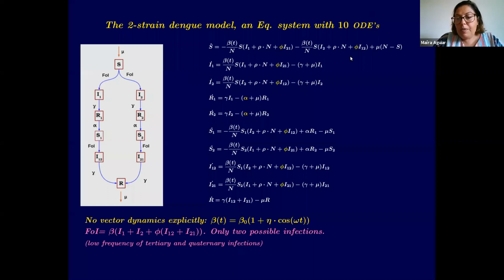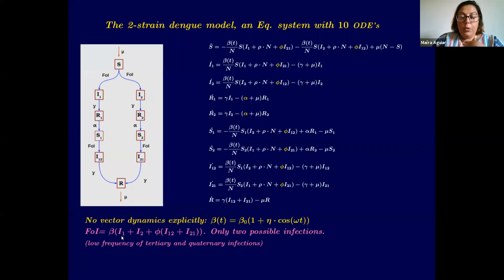Okay? That gives us an ODE system with not 6 equations, but 10 equations. So we have a 9-dimensional system. Remember that we assume, similarly to what we have done for the SIR, constant population size. So we end up with a 9-dimensional system. We simplify, we have no vector dynamics, but we have seasonality eventually by adding the cosine function into the infection rate. And the force of infection is explicitly given here.